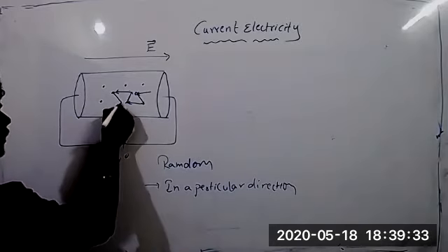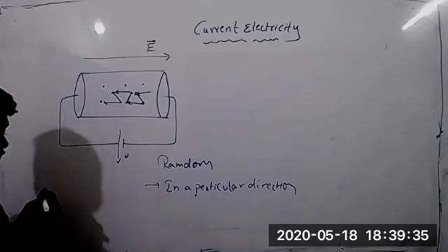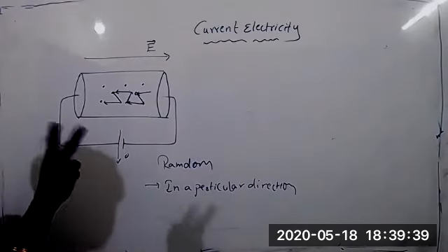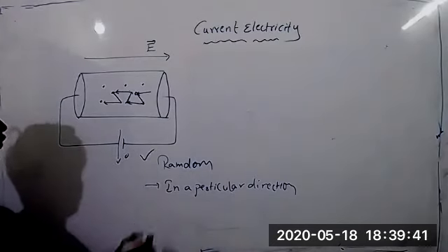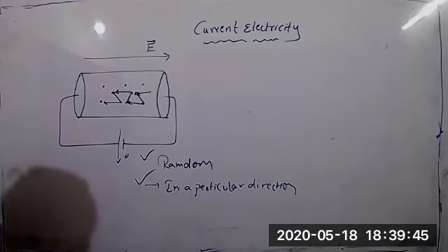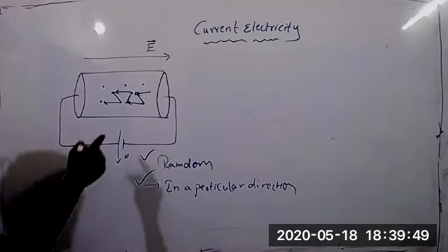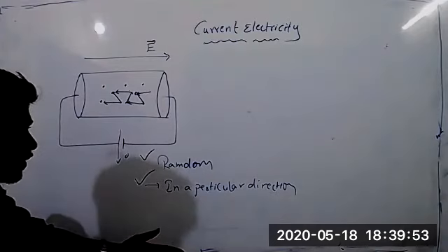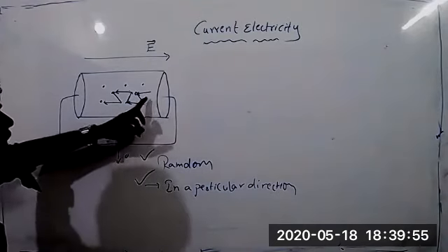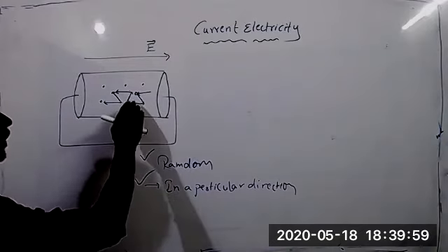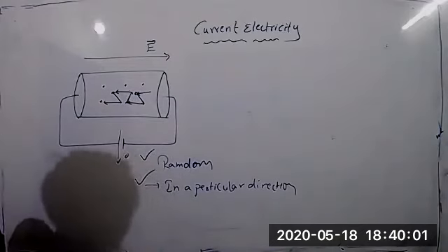But due to the potential difference, again, whatever it may be, the charged particle is getting two types of motion. One is random motion, and one more is motion in a particular direction. So what is happening when it is losing some of the velocity? With a small amount of energy, it is drifting opposite to the electric field.